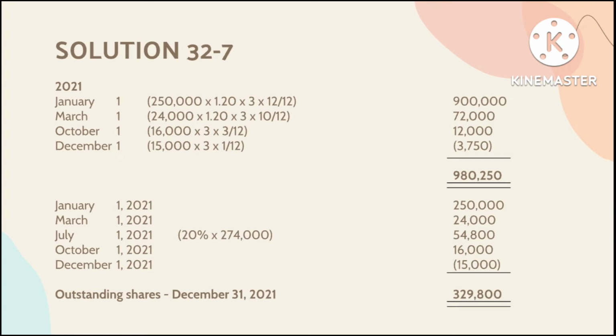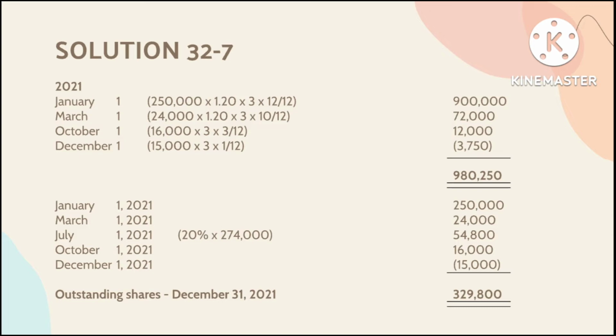So for our solution po, on January 1, 2021, meron po tayong 250,000 galing po sa ating ordinary shares outstanding multiply by 1.2. Saan po galing yung 1.2? Galing po ito sa 100% plus 20% na share dividend na na-issue po noong July 1. Multiply po natin siya sa 3. Bakit po sa 3? Kasi kung makikita po natin sa previous problem, dun po sa unang slide na nagkaroon po ng 3 for 1 share split noong June 1, 2022.